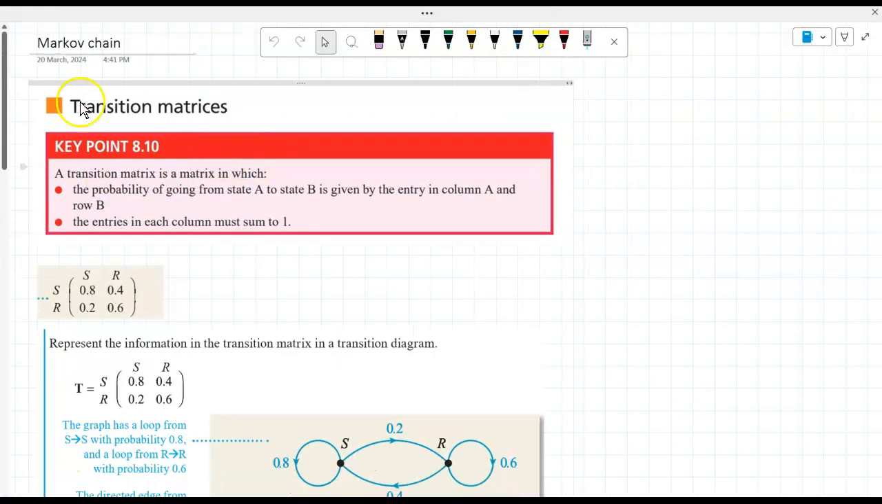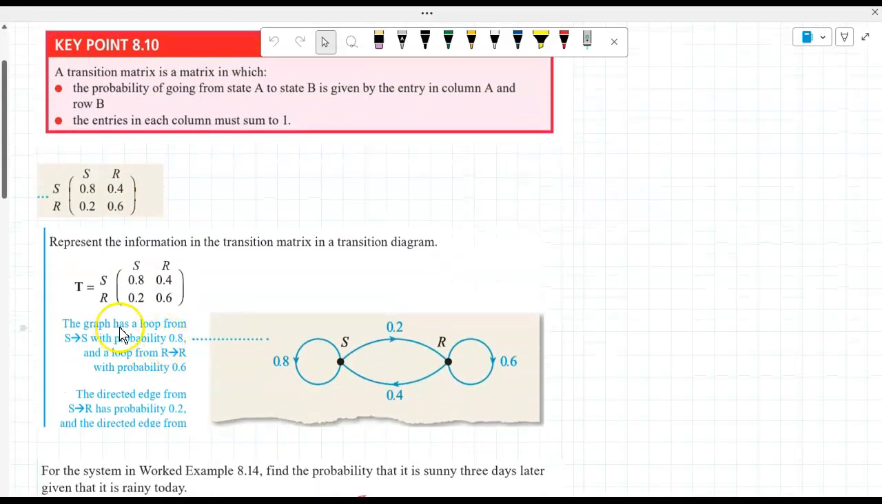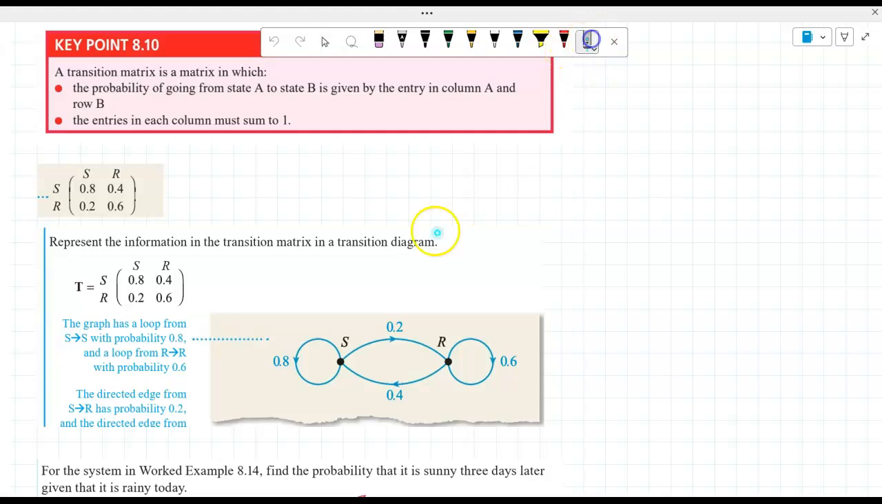Okay, so a Markov chain has transition matrices. A transition matrix is a matrix in which the probability of going from state A to B is given to you. So this is going from S to S. This will remain in S. This is going from S to R. Correct? So if they ask you to draw the transition diagram, S to S is 0.8.